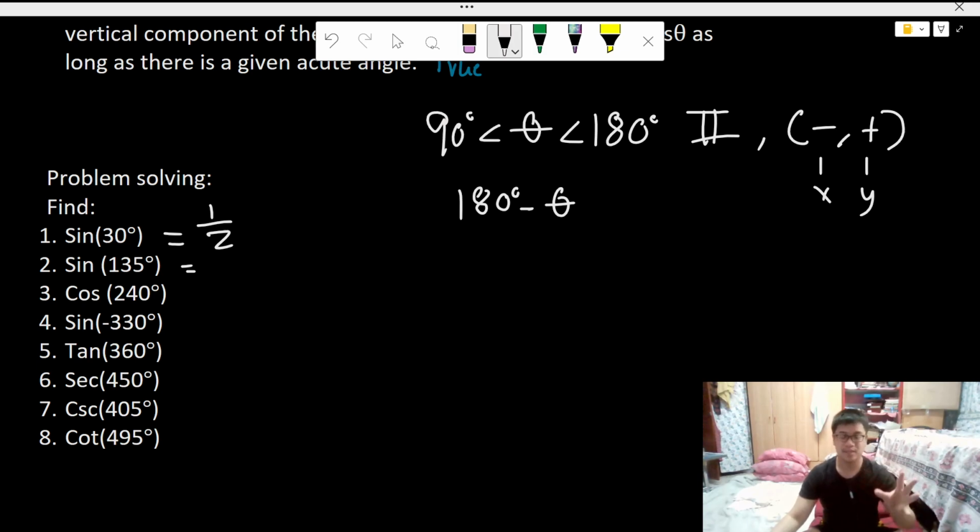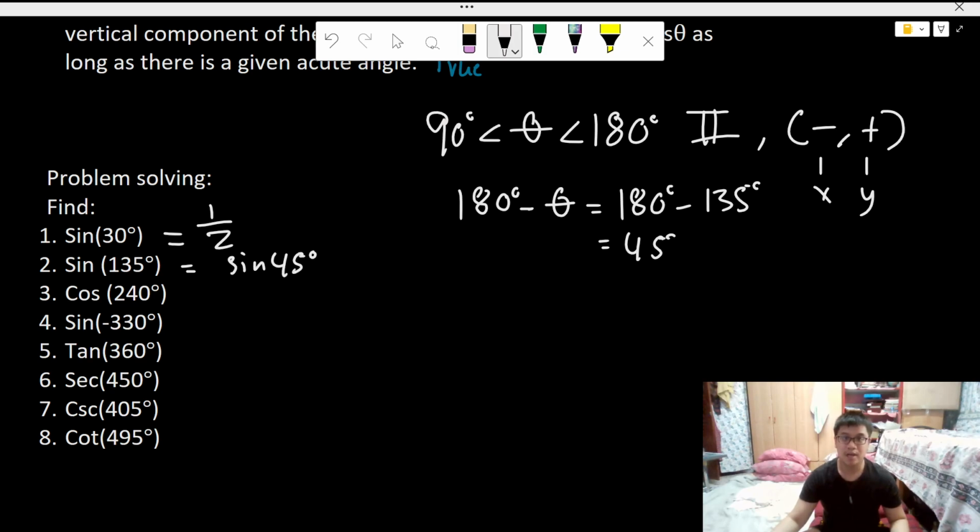That applies if and only if it is in the second quadrant and the angle is positive. Remember that. Let me tell you again: if the angle is positive and located in the second quadrant, you will use this to get the reference angle. Here we have 135 degrees, so 180 degrees minus 135 degrees is 45 degrees. So this is just the same as sine 45 degrees.